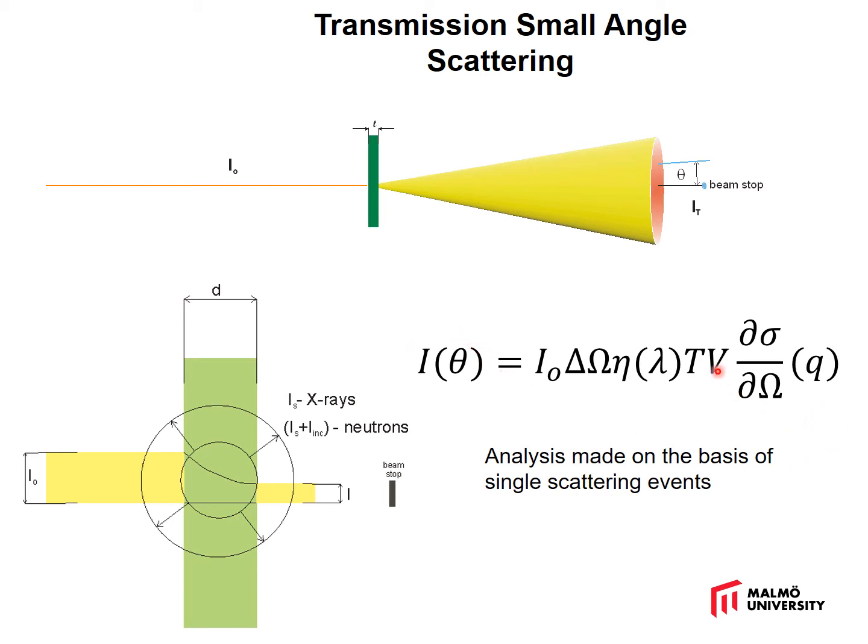The analysis is in terms of this absolutely scaled scattering cross-section. So we describe very well the probability of what's happening to X-rays, neutrons, or light, whether it's scattered through a particular angle. And the analysis in this case is made on the basis that a photon or neutron is only scattered once.